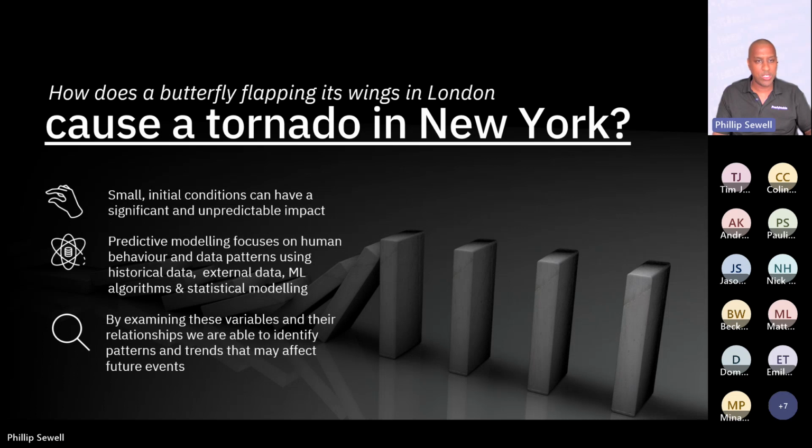So small initial conditions can have a significant and unpredictable impact. Predictive modeling focuses on human behavior and data patterns using historical data, external data, machine learning algorithms, and statistical modeling. And by examining these variables and their relationships, we are able to identify patterns and trends that may affect future events. Now, I'm not suggesting we go out and model predictive impacts of butterflies flapping their wings, although I'd love to do this. But what we can do is show you where and how prescriptive analytics can be deployed in your business.